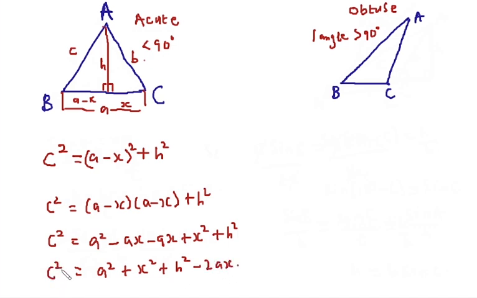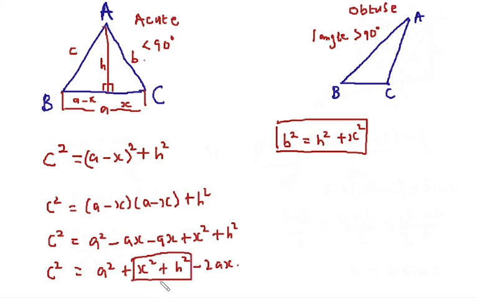So we've dealt with the first triangle. Now in the second triangle, if we use Pythagoras theorem, we'll have B square is equal to H square plus X square. Now if you notice, this term here appears here. So we can replace this with B square, right? So that C square is equal to A square plus B square minus 2AX.